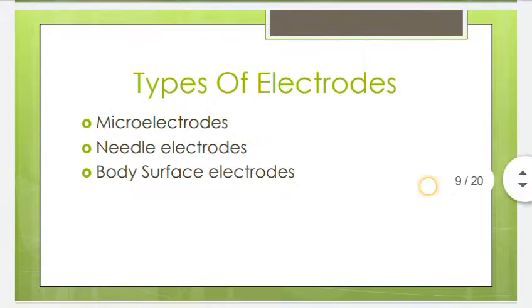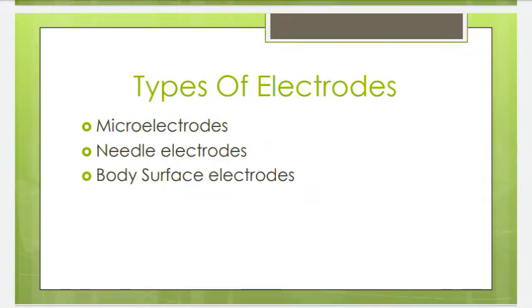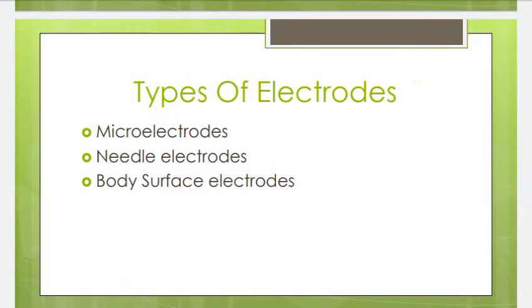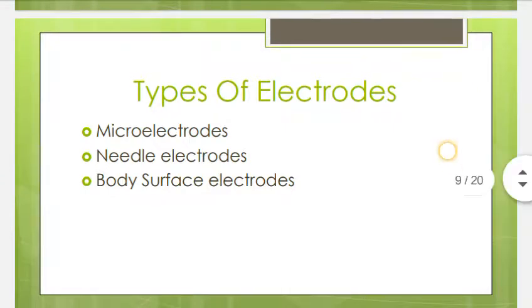This microelectrode is mainly used to measure the bioelectric potential near or within a single cell. These are called intracellular electrodes, that is, we are placing these electrodes inside the cell. So these are used to measure the bioelectric potential near or within a single cell.